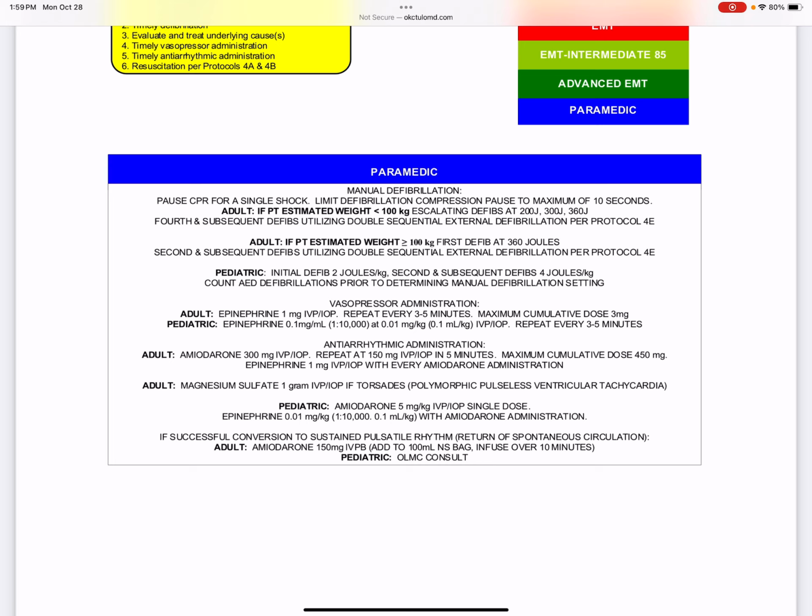If successful conversion, sustained pulsatile rhythm, return of spontaneous circulation. So what that's saying is if you are in a cardiac arrest and they are in, say, ventricular fibrillation or pulseless VTAC, and you obtain ROSC, you will do all of your ROSC stuff that we will talk about later on. And then if you've only given 300 milligrams of amio, so you've only given that first dose, you can go ahead and give a second dose of amiodarone, and it's going to be 150 milligrams.